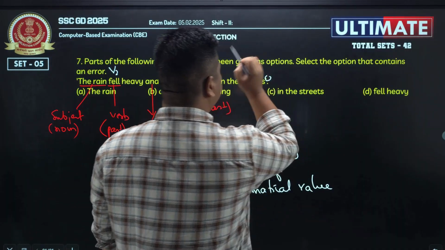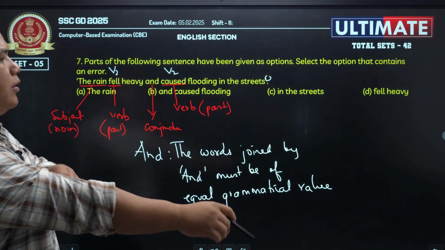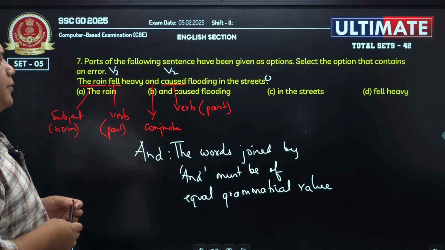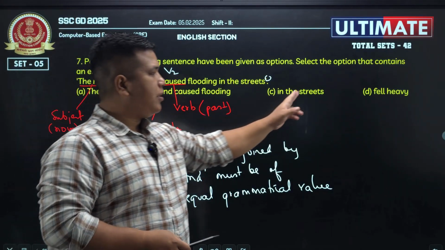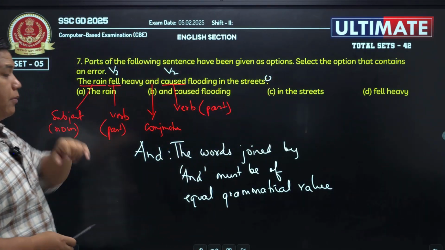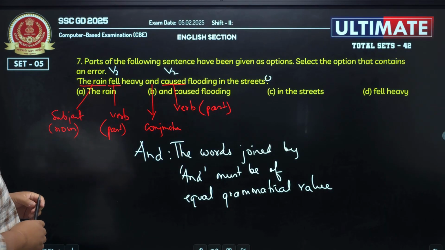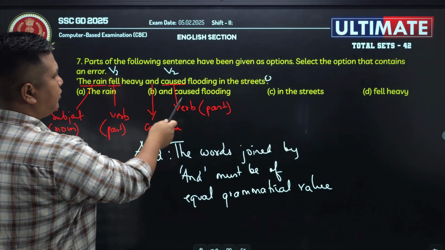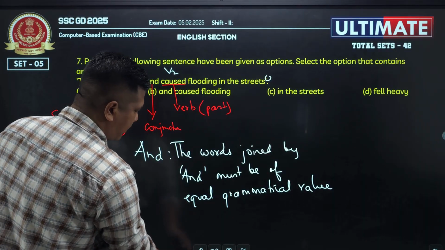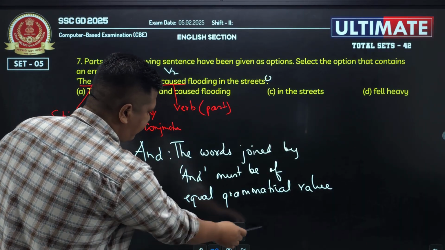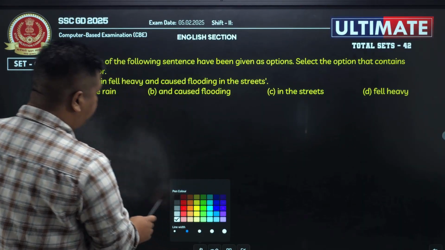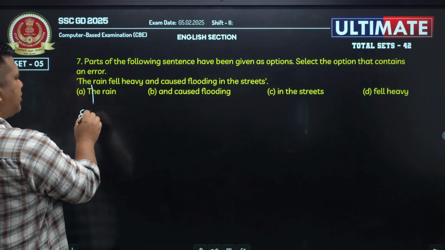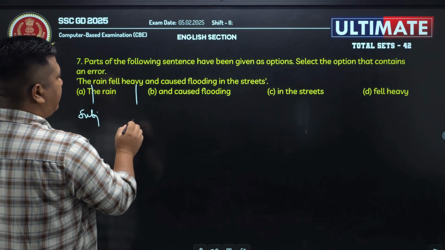Apostrophe, so I think it's a typing mistake. Flooding in the streets. Because in option C there's no apostrophe, so that may be a mistake. So here both verbs are correct. Fell heavy and caused flooding in the streets. So there's nothing wrong with the verb. So let's check the other parts. Rain, again the subject. Fell.